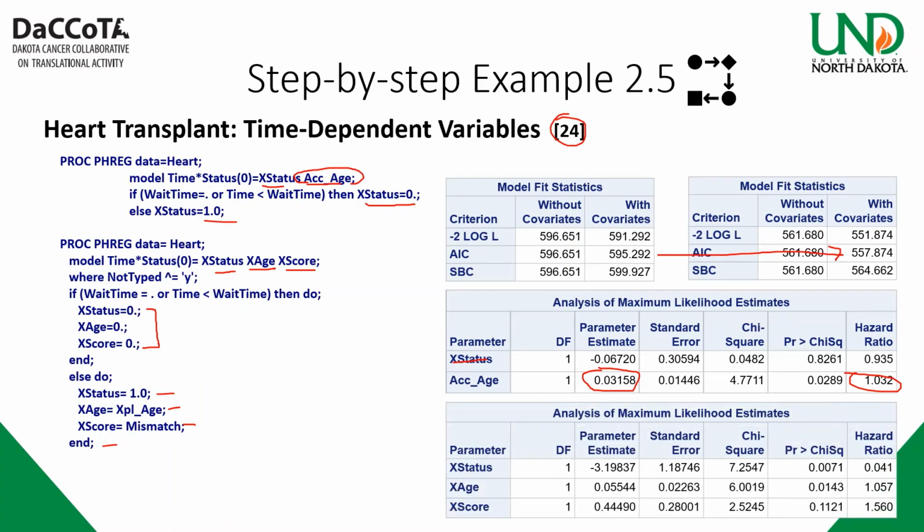And then here we go, and what we see here is status and age as time-dependent variables were significant, while score was not. And since this was negative, as status went up, hazard ratio went down. As age went up, though, this is positive, hazard ratio went up. So there you have it.